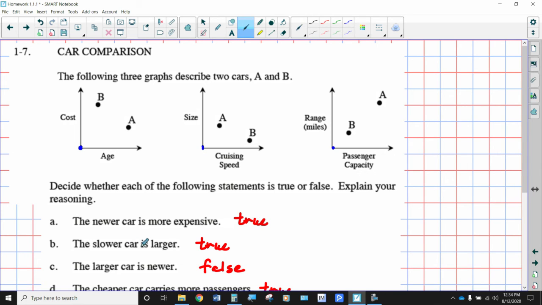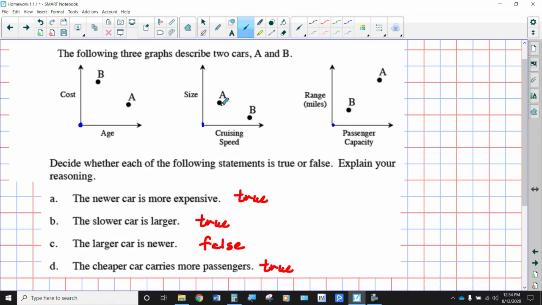The slower car, let's look at the cruising speed, would be A, is larger. That is also true, right? The higher up you go, the larger the car. So this is a slower car, B is the faster car. Larger car is newer. Well, this is where we have to take 2 different graphs. Car A is the same car as it is here. So no, this is the one with the older age, so it's not as new as car B. So the faster car is the newer one, the larger one is the older one.